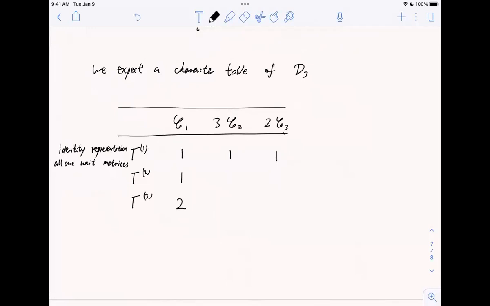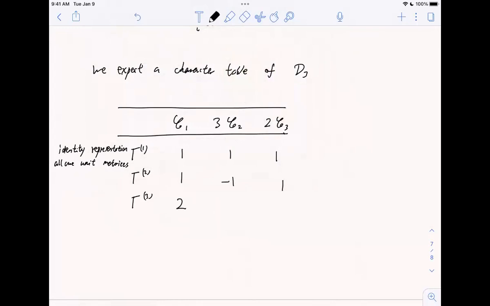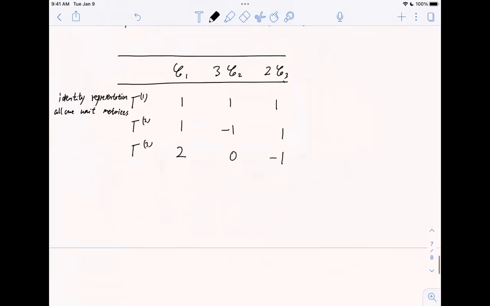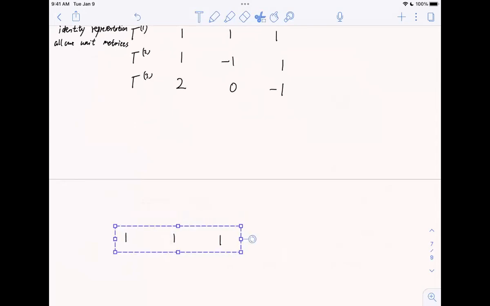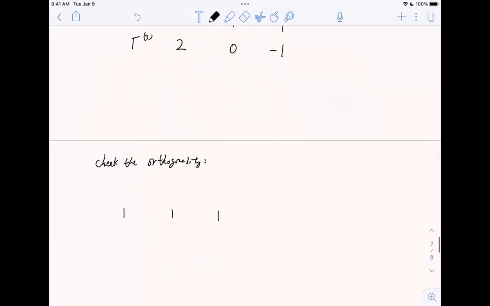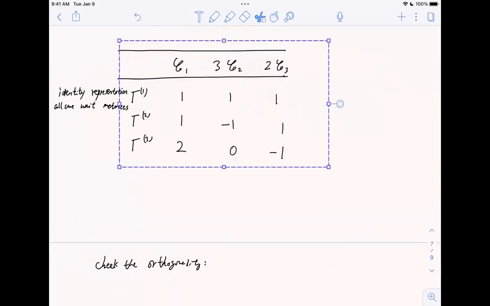Let me just write it out for you then. So the other 2: this is -1, and this is 1, and this is 0, or -1. Okay. So let me show the relationship. You can already see from there, you can examine. Let's say the first row. The first row is this. Let's check the orthogonality. Let me just copy the whole thing then.